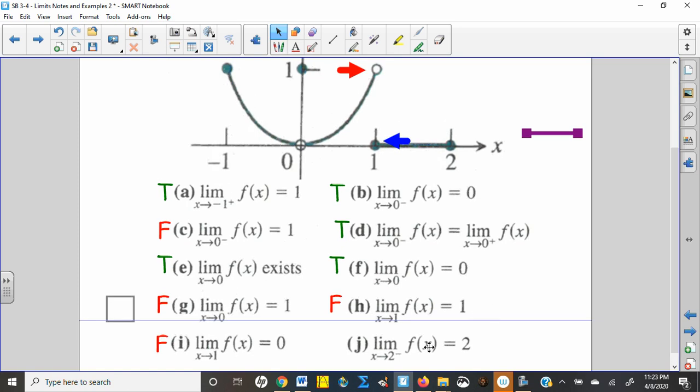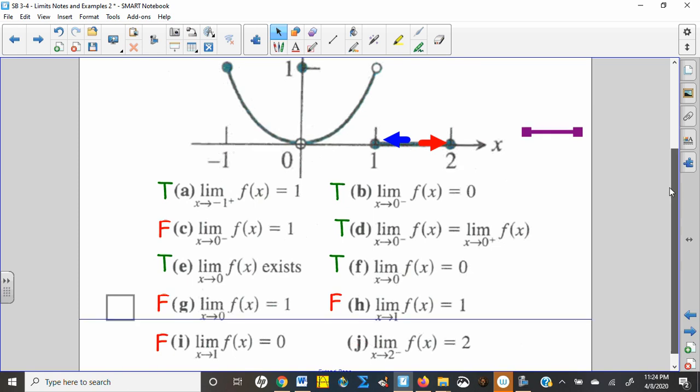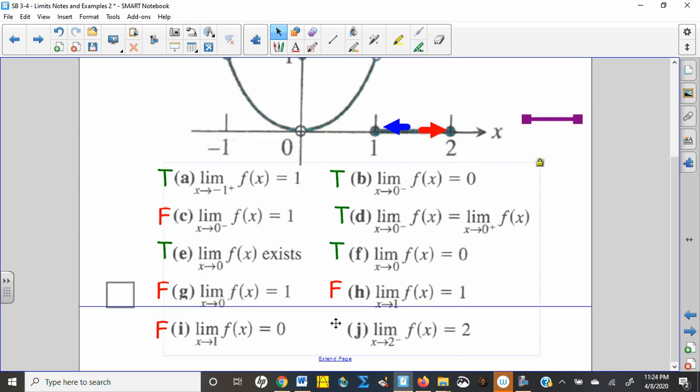What's happening as we approach 2 from the left, right? Well, we're approaching a height of 0. Maybe they thought you'd say, oh, look, I'm approaching 2. Well, yeah, they say the x's are approaching 2, right? What are the y's approaching? The limit is a height, true? So false for that one, false. And that's how you do problems like that.